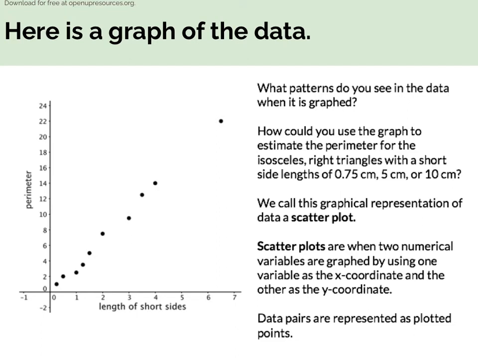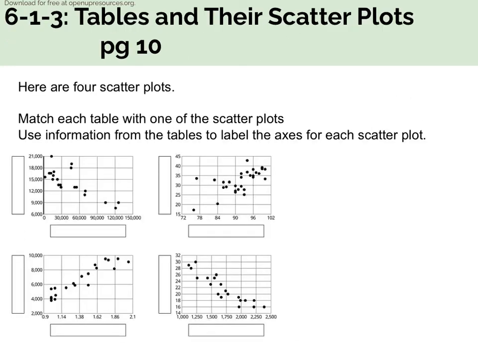Scatter plots are when 2 numerical variables are graphed by using one variable as the x-coordinate and one as the y-coordinate. Data pairs are also represented as plotted points. So we've been plotting points on graphs. This is considered a scatter plot because the information is scattered on the plot. On page 10, we're going to talk a little bit more about scatter plots.